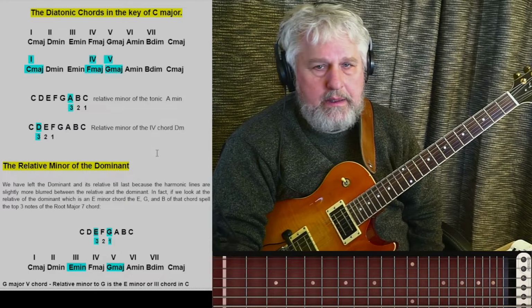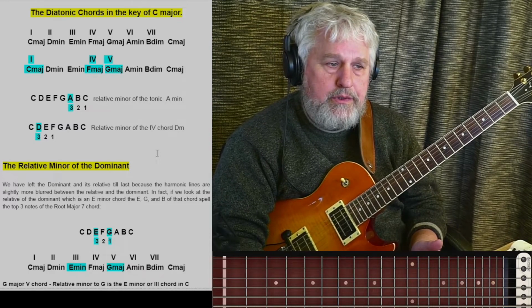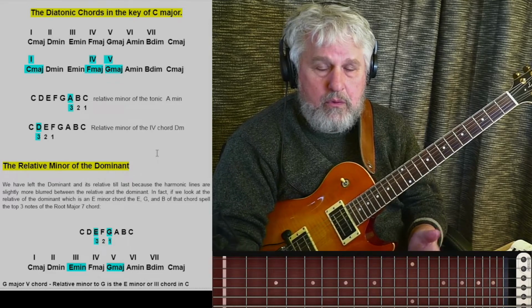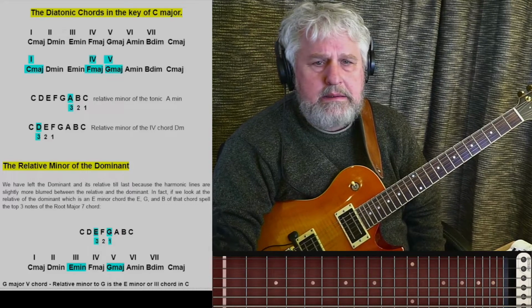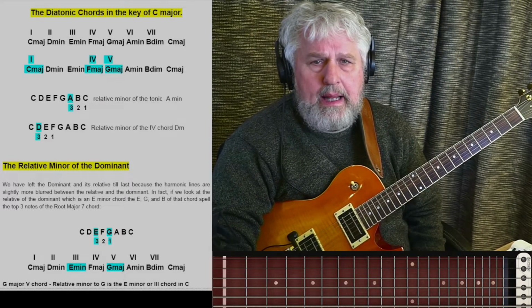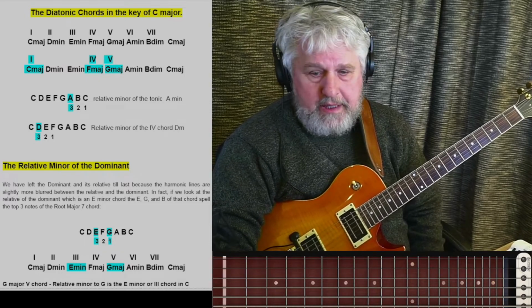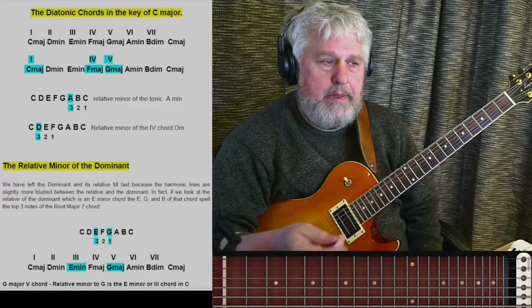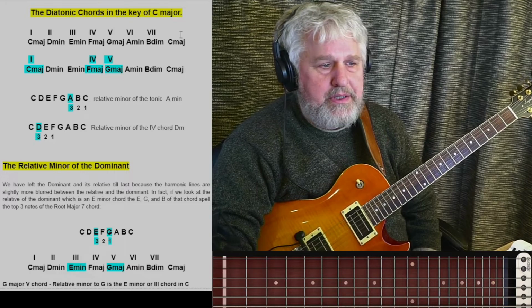And so what we're going to take a look at today is the chords in a key. The key we're going to look at is just a major scale, and we're going to take a look at that scale and the chords that come out of that scale. So when I say the chords that come out of that scale, the chords that are built in tertian harmony, in thirds.